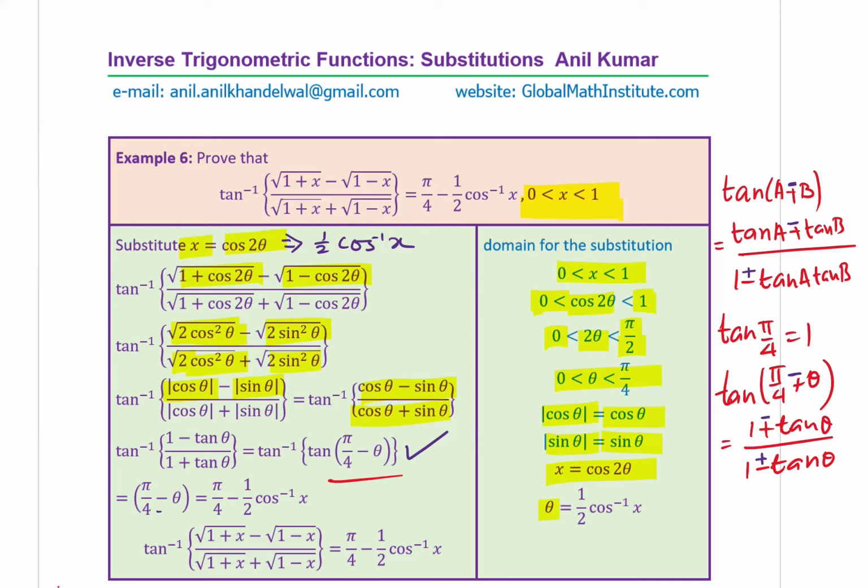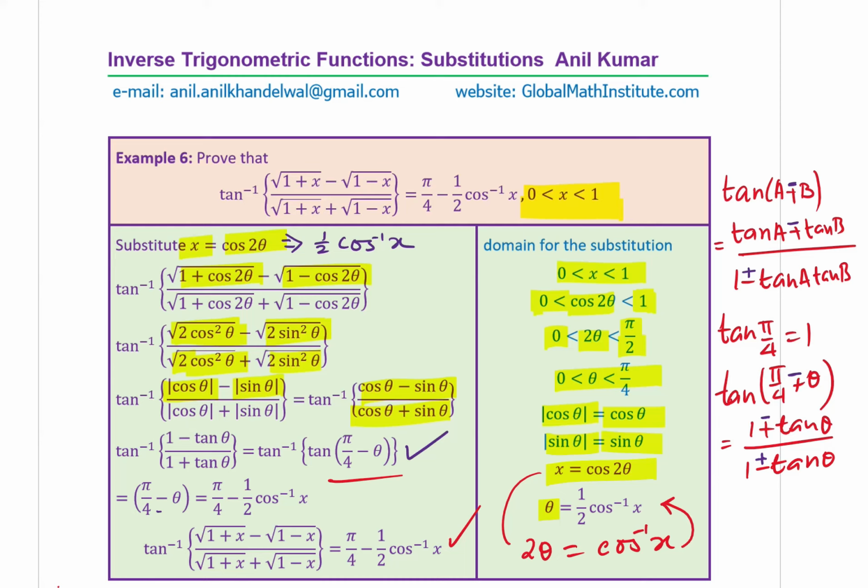So you could do two steps here. First you can get 2 theta equals cos inverse of x, and then get to the result, which is half of cos inverse of x, and that is how you get your result. Is that clear to you? Very important question from test point of view, so have a good look at it.